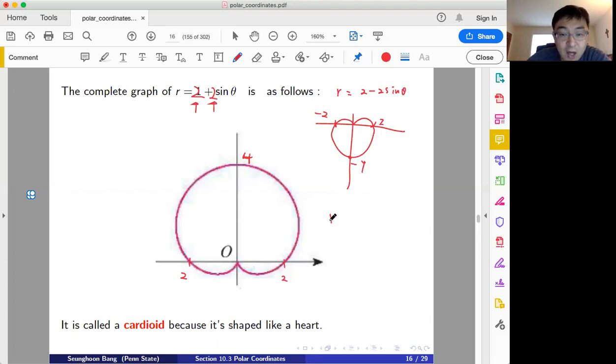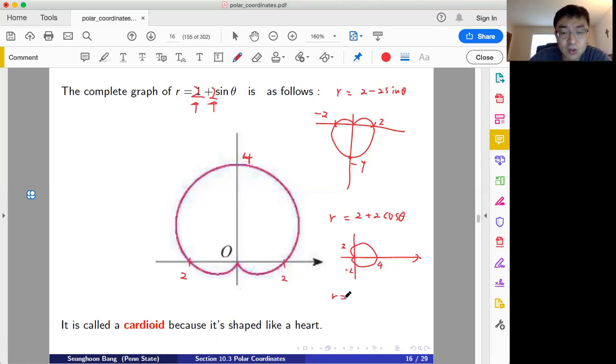What is it like for r equals 2 plus 2 cosine theta? You can use the same idea. You can draw the graph. So what happens? We have the graph like this. This is 4, 2, negative 2.